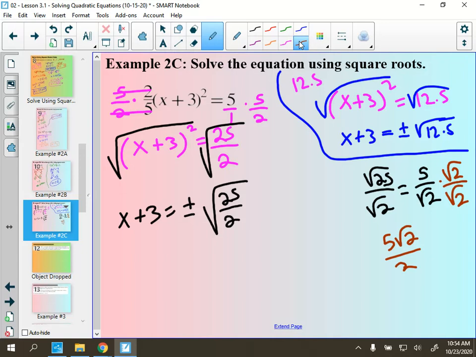So now if I come back over, here's where we're sitting: the positive negative 5 times the square root of 2 over 2. All right, so that's what this turned into. You can see my work over here.